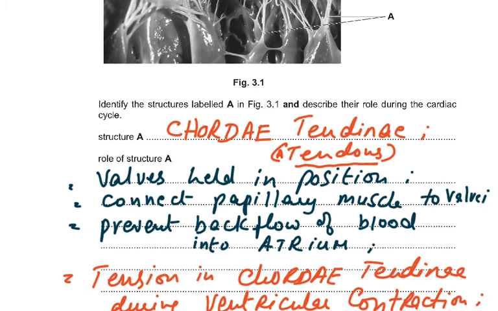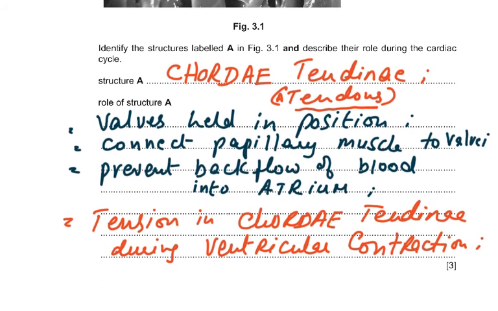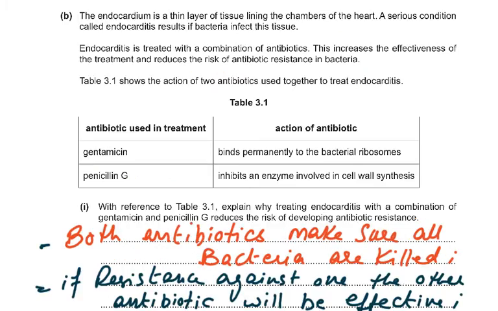Then valves are held in position. They connect the papillary muscle to the valve, prevent the backflow of blood to the atrium, and tension in the chordae tendineae during ventricular contraction. You see, when the ventricle contracts, blood could go back into the atrium. We don't want that to happen. So this is why tension in the chordae tendineae during ventricular contraction.